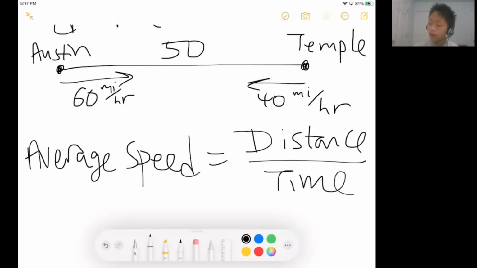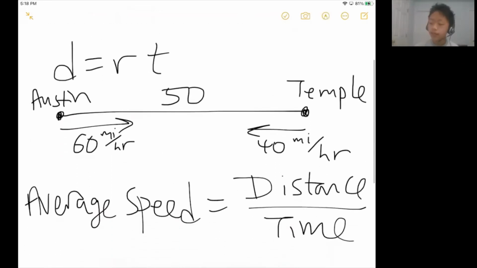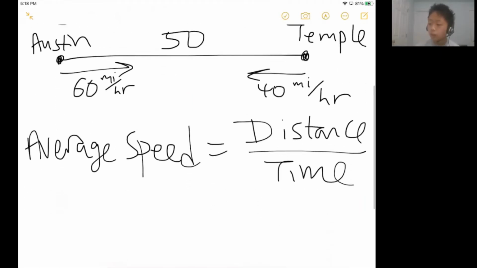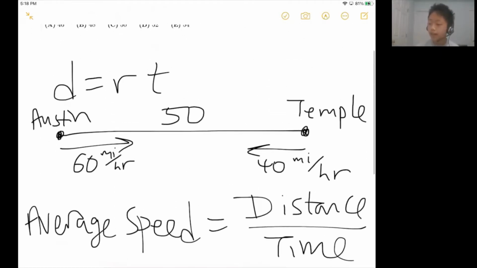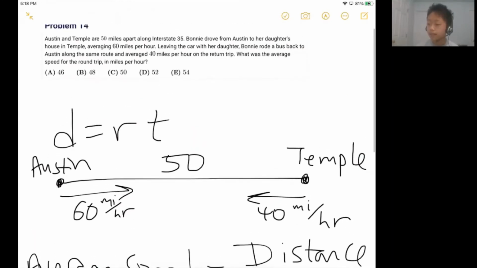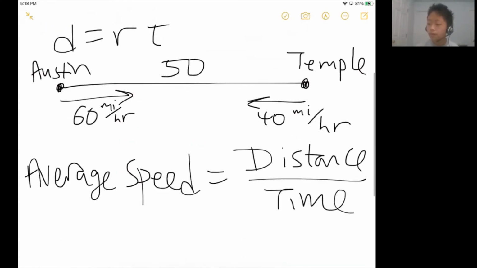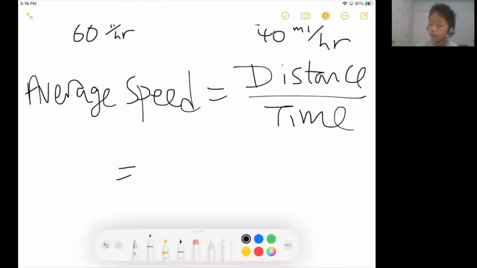We know distance equals speed times time. So if we divide by time on both sides, we know speed is distance over time. So what's the total distance that Bonnie drives? Well, Bonnie drives 50 miles from Austin to Temple. That's 50 miles. And then Bonnie drives from Temple to Austin. That takes another 50 miles. So the total distance traveled is going to be 50 plus 50.